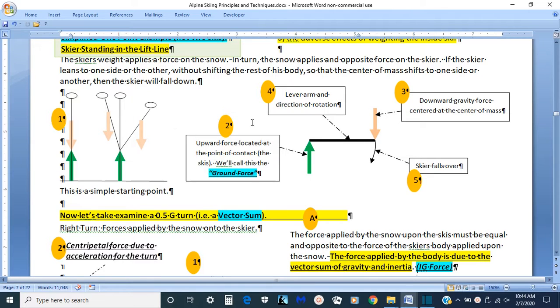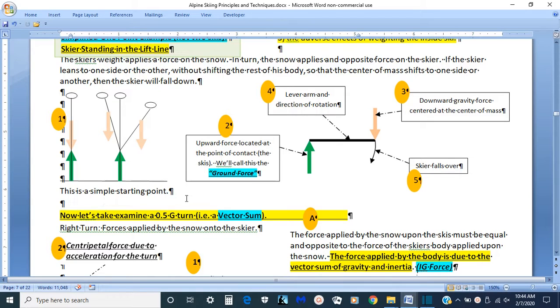If you lean over to the side, it creates a lever arm. This is a stationary point, like a hinge or a fulcrum. The force applied to the side is no longer directly above, and it pushes down and rotates you down like this, and then you're going to fall over. In fact, this happened to me once. I'm not sure how. It was pretty embarrassing, but I was standing in a lift line, and I must have done something, and I fell over in the lift line. It was so embarrassing.